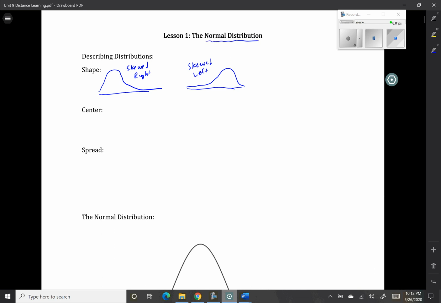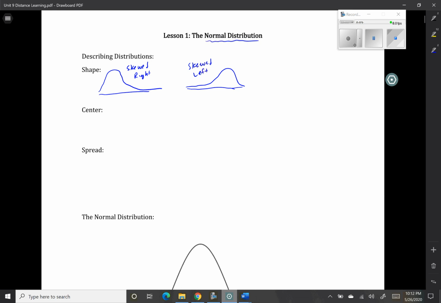Now, for all purposes for this course, skewed left and skewed right graphs, you're not really going to see again after today's lesson. But I could ask you a question like, which of the following distributions is skewed right or skewed left? And you should know what that vocabulary word means.